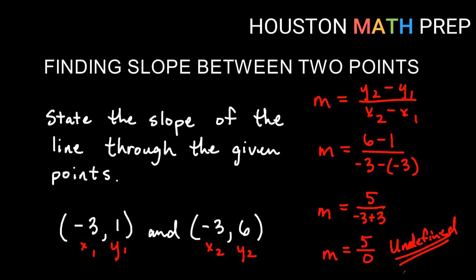And when you have an undefined slope, then that is actually the case of a vertical line. And you'll see that if you graph these 2 points, you will notice that they are above and below each other. So that's why we get a vertical line which has undefined slope.